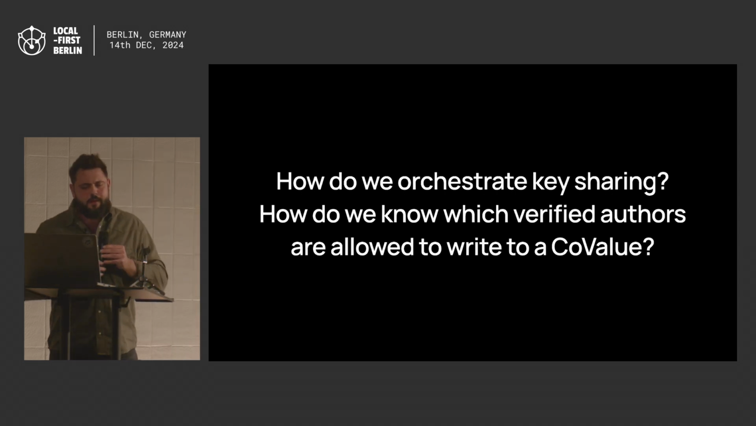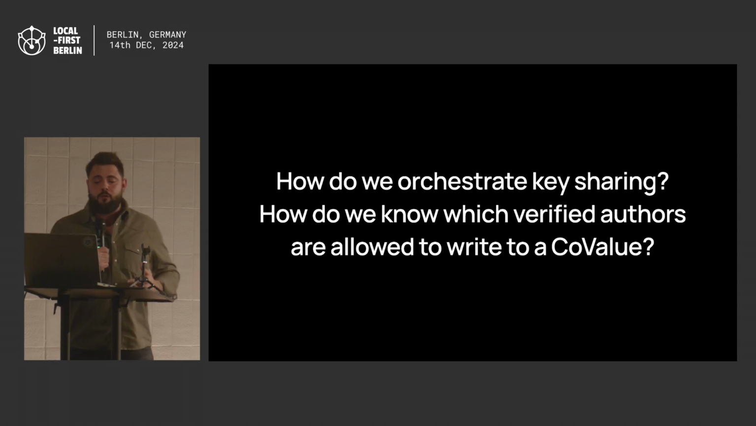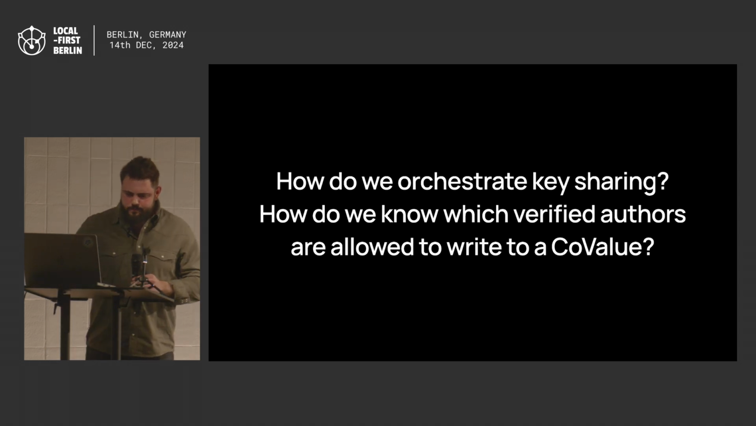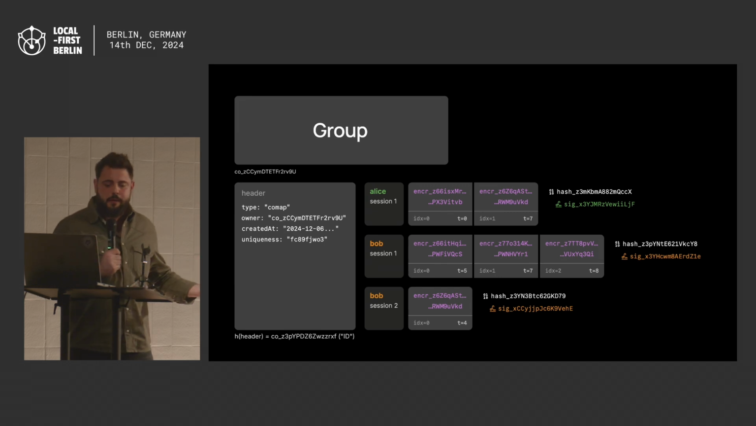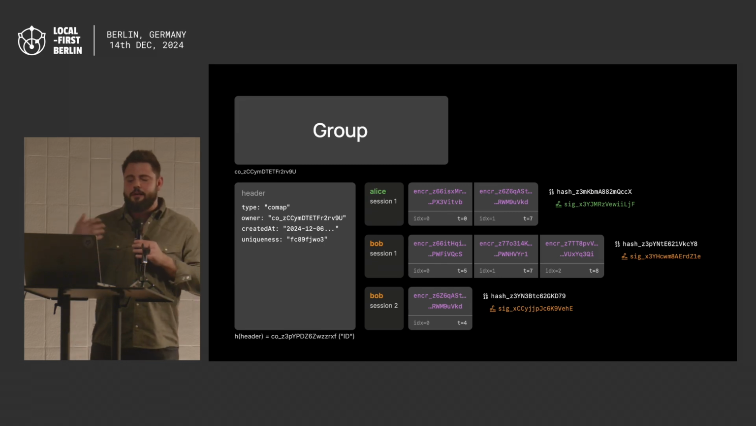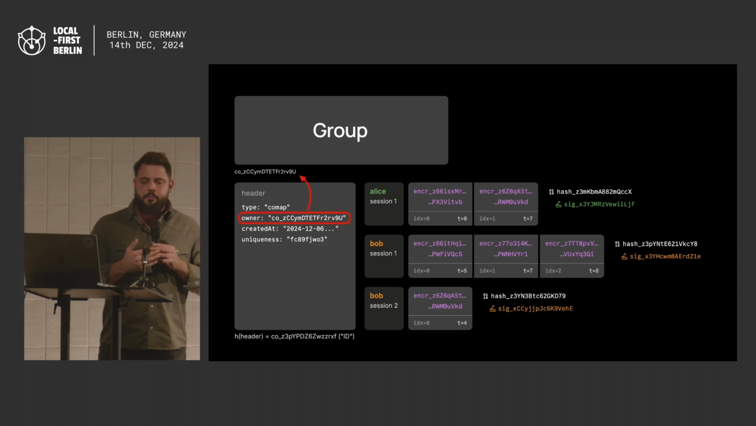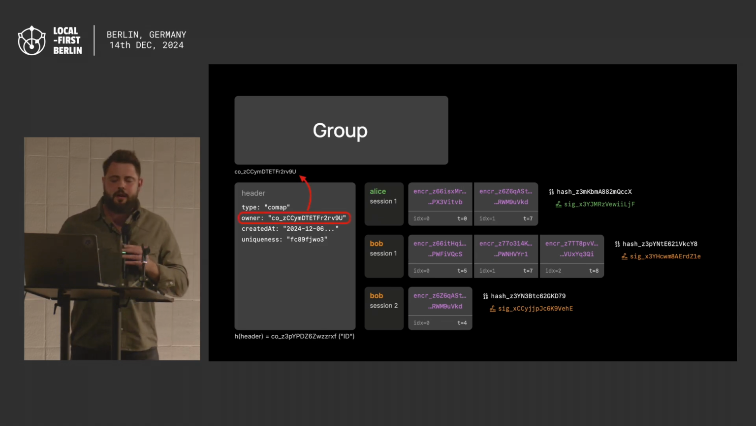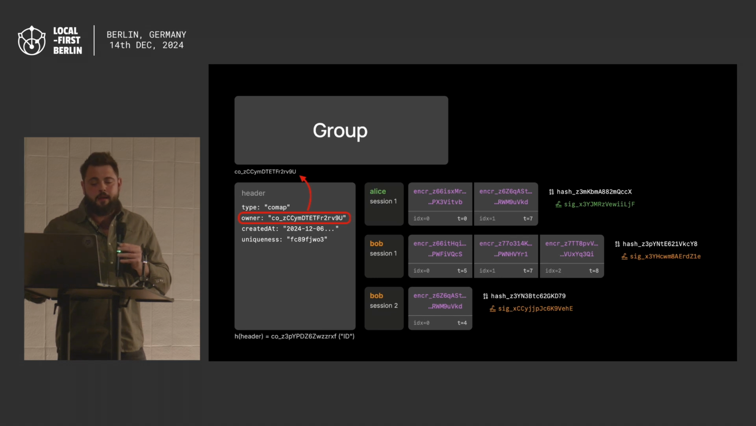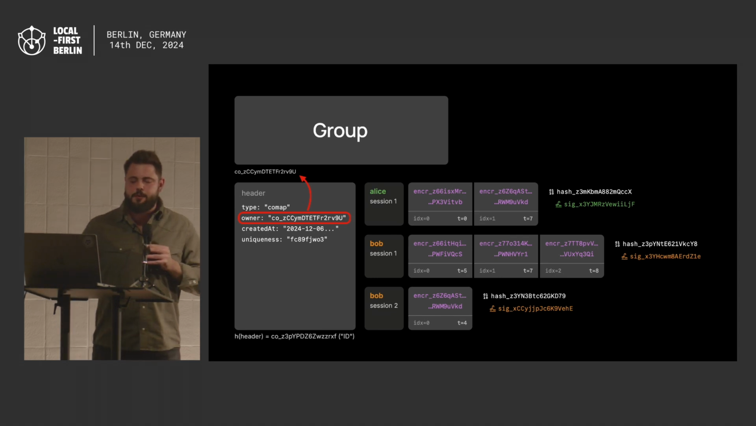So hopefully, the only questions that you might still have are, how do we orchestrate key sharing? And how do we know which verified authors are allowed to write to a CoValue? And this is where groups come in. Groups are the key abstraction in Jazz to implement role-based permissions. The important detail here is that each CoValue is owned by a group. The group acts as a scope for permissions.